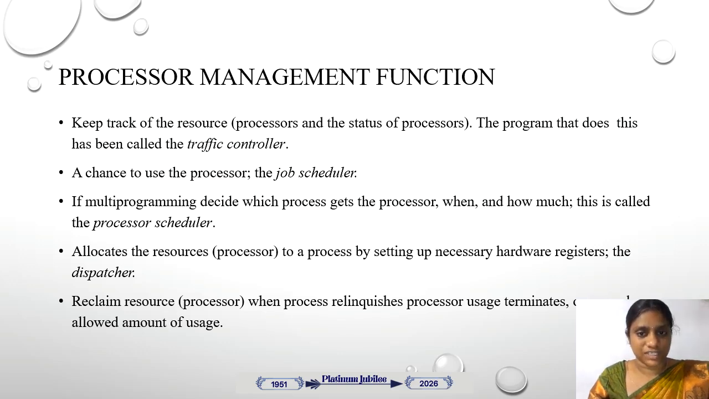Next, processor management function. Processor management function tracks the resources, the processor and the status of the processor. The program that does this is called the traffic controller. If multi-programming, decide which process gets the processor, when and how much; this is called the process scheduler. Allocate the processor to a process by setting up the necessary hardware registers, the dispatcher. When the processor usage terminates, reclaim the resources, the processor.